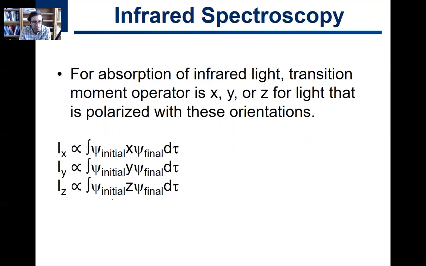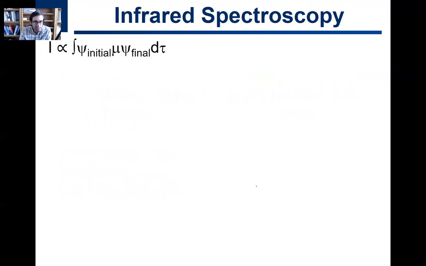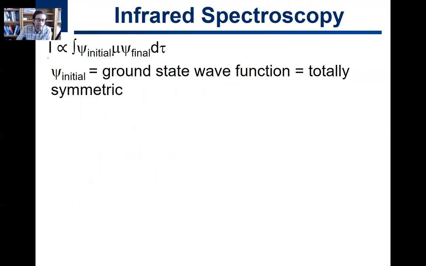Again, for most experiments, you're not polarizing light, you're just shining normal light at it, and so it's the sum of all these integrals. But these integrals are across all symmetry space, d tau. So we can write it just generically with mu, the transition moment operator, and the intensity, not caring about the different polarizations of light. Psi initial is the ground state wave function, okay? And when you're talking about vibrations, the ground state is when nothing's vibrating.